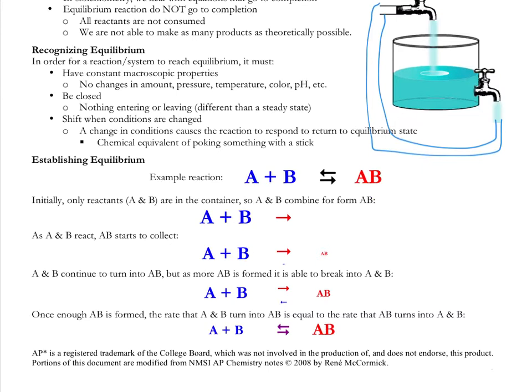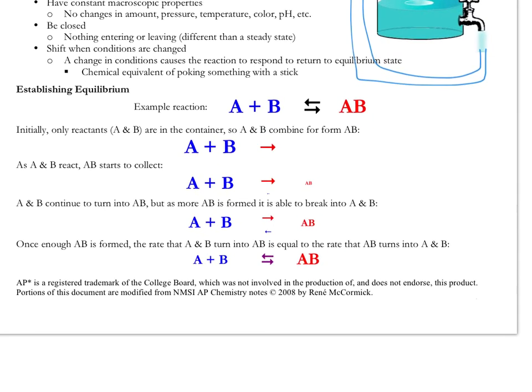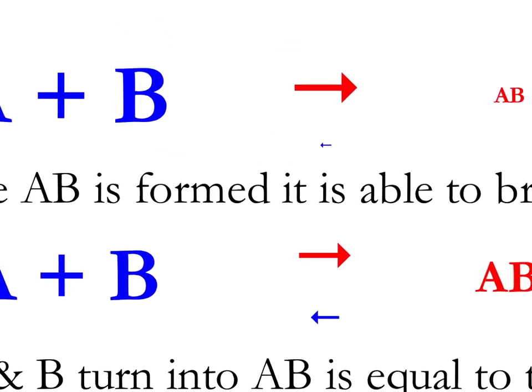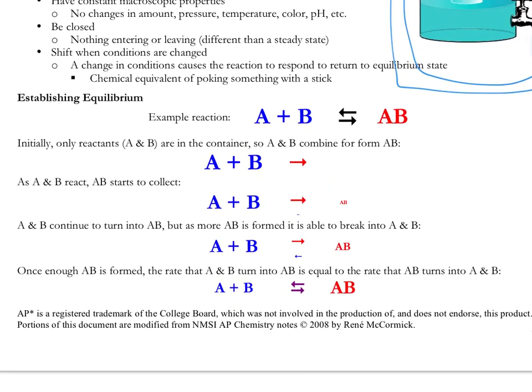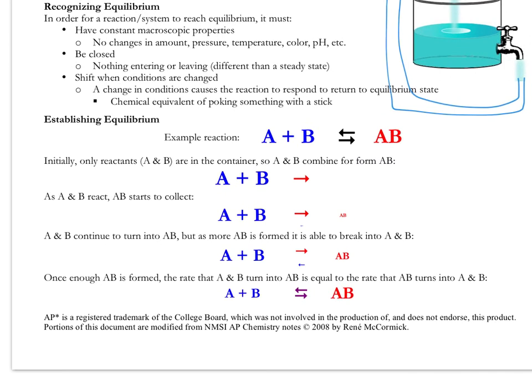That's what we would expect in a one-way reaction, but because this is reversible, I've got this tiny little backwards arrow, there we go. Because this isn't just a one-way process. Now that I have a little bit of AB, that AB can decompose. So A and B keep turning into AB, but as I get more AB, it starts going backwards and making more A and B.